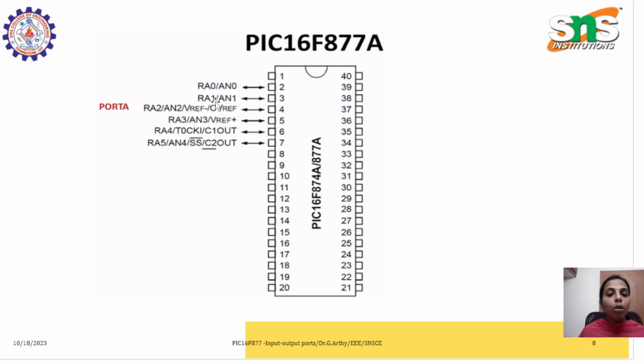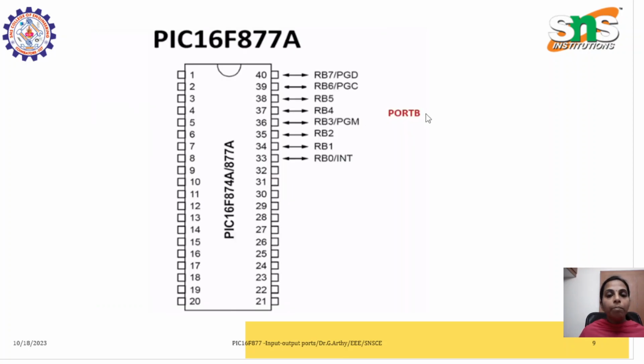So if I want to access RA0, then I have to enable pin number 2 of this microcontroller. Similarly, if I want to access RA4 of this PIC, then I have to enable pin number 6 of this microcontroller. Similarly, this is port B. Port B has 8 pins, altogether RB0 to RB7, which extend from pin number 33 to pin number 40.